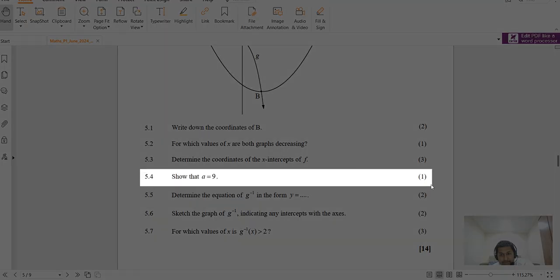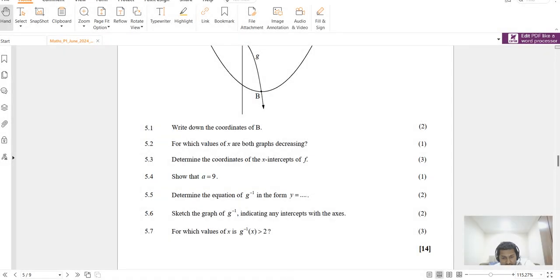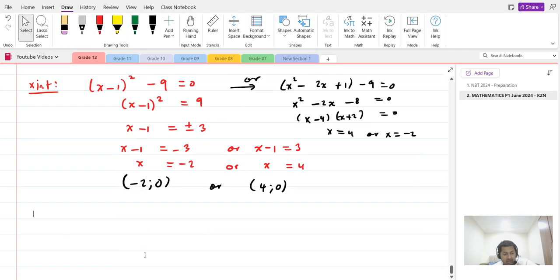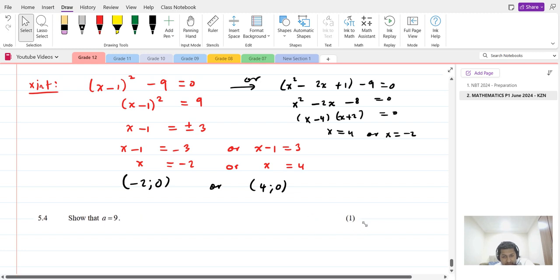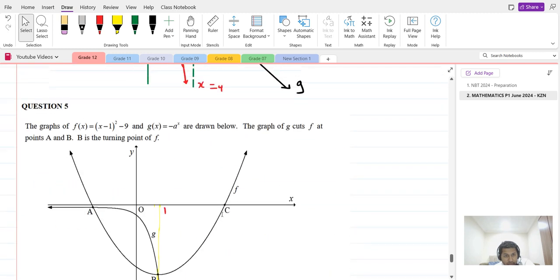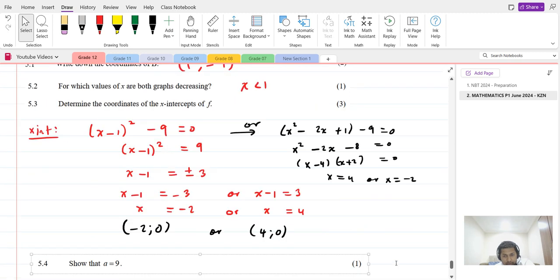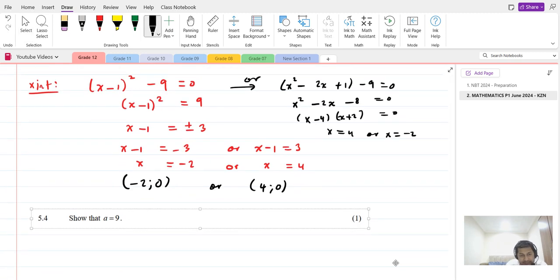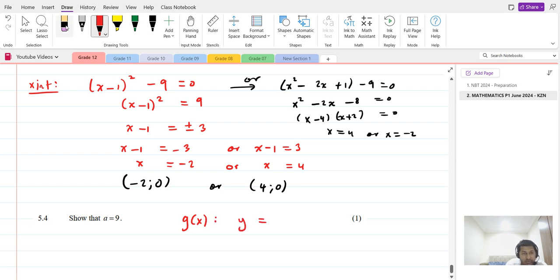Show that a is equal to 9. Nothing difficult there. Remember, g of x goes through the point B. What's g of x? Negative a to the power x. So we know g is y equals negative a to the power x. That's the g function.